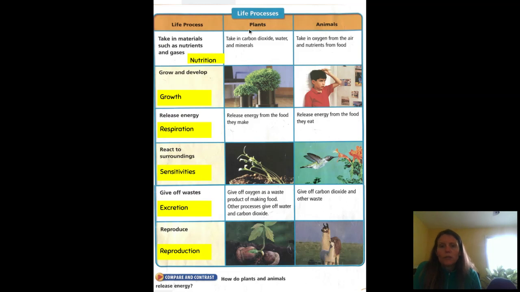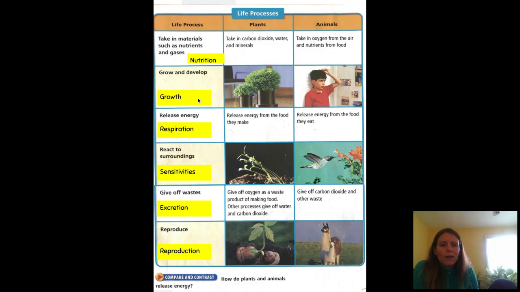So this is our 2 main classifications. Animals would be any kind of mammals, all right? They would also be considered in this category insects and, again, any other type of bird or mammal. They take in oxygen from the air and nutrients from food. So they breathe in oxygen, all right? That's one of the gases that they take in. That's what they mean by gases here, all right? And of course, any nutrients from what they eat.